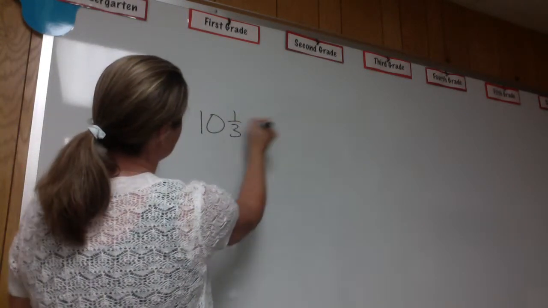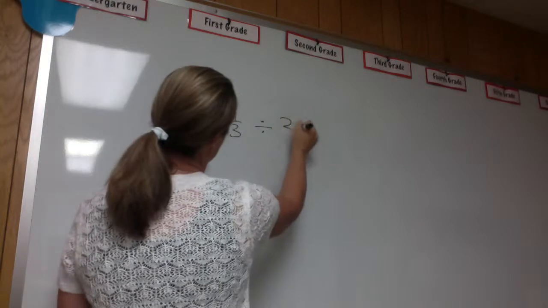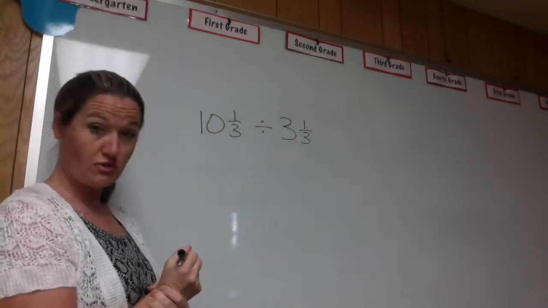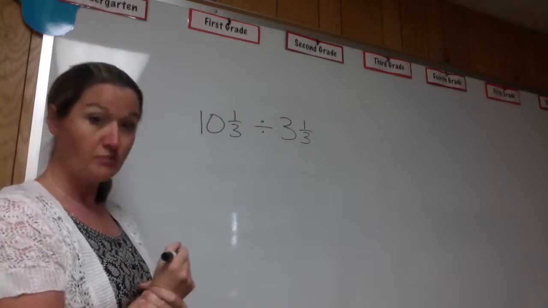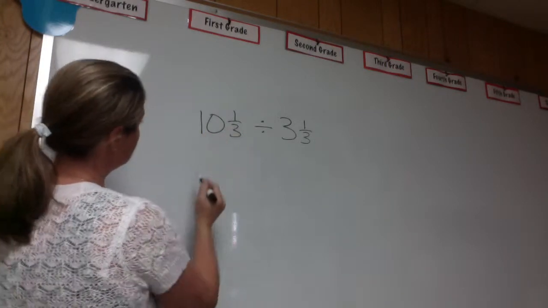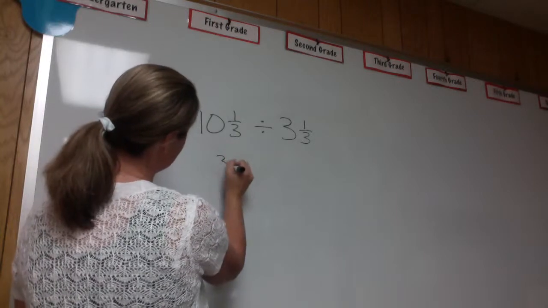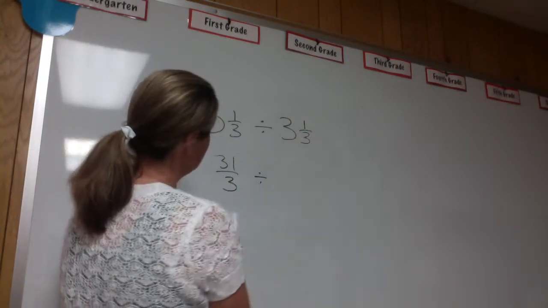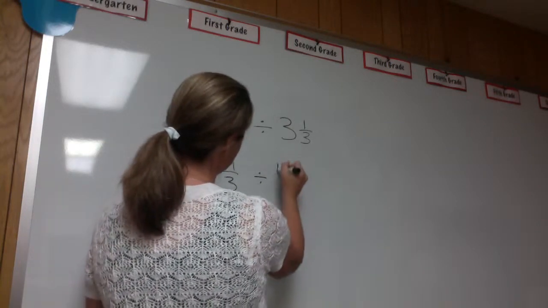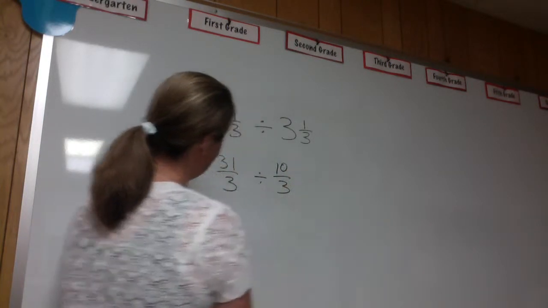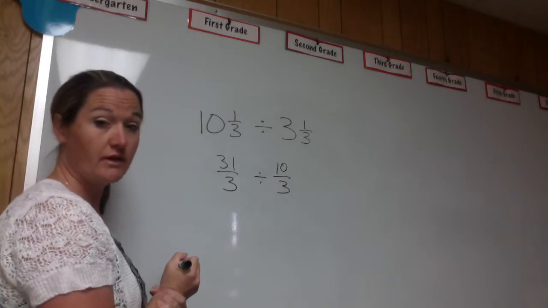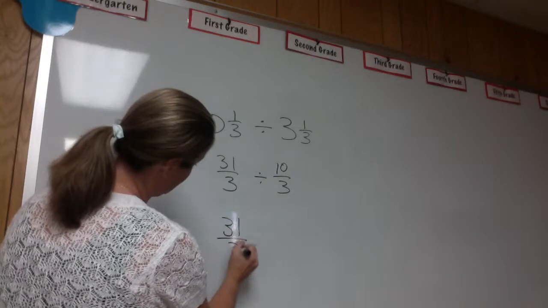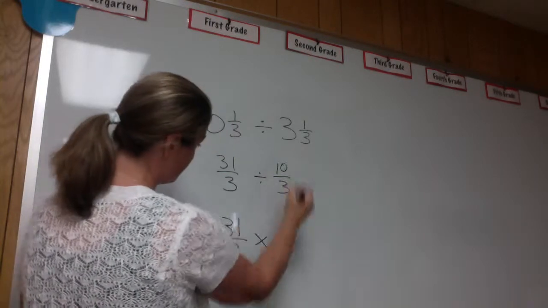10 and 1/3 divided by 3 and 1/3. First step, turn them into improper fractions. 3 times 10 is 30, plus 1, 31/3, divided by 3 times 3 is 9, 9 plus 1, 10/3. Next step, turn it into a multiplication sentence, times the reciprocal.